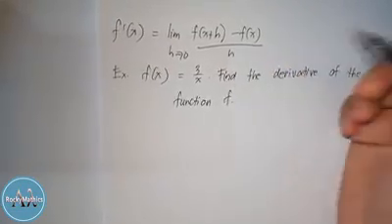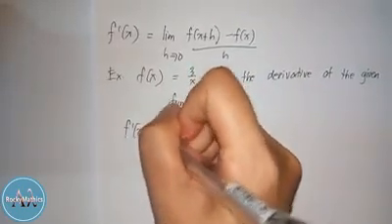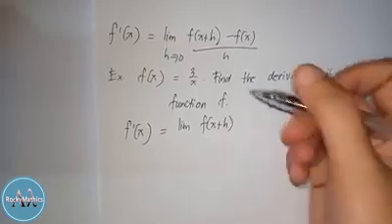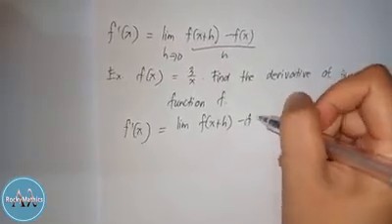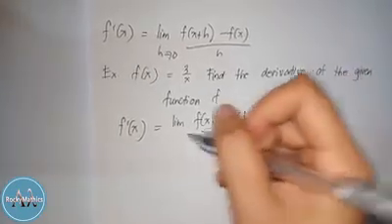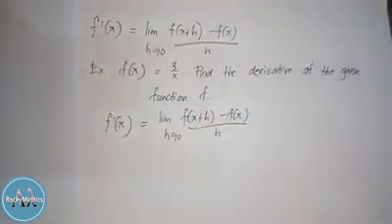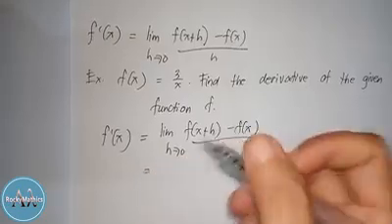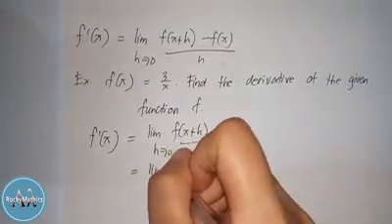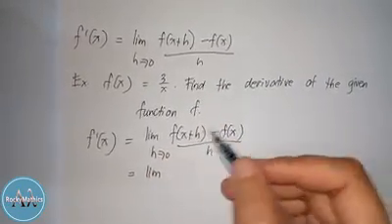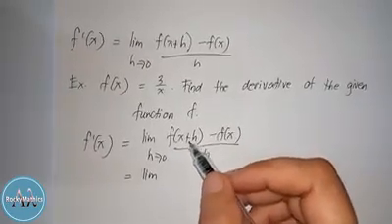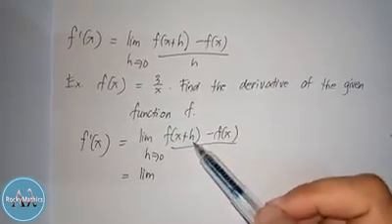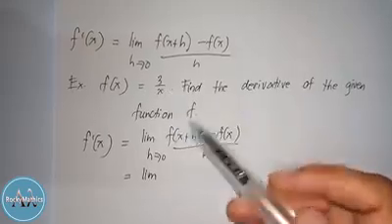So to answer this problem, we have f prime of x is equal to the limit of f of x plus h minus f of x over h as h approaches 0. So we have to take note that the formula is our guide. So limit, what is f of x plus h? This means that the variable x in the given function f will be added by h. So h will be added to this x here.